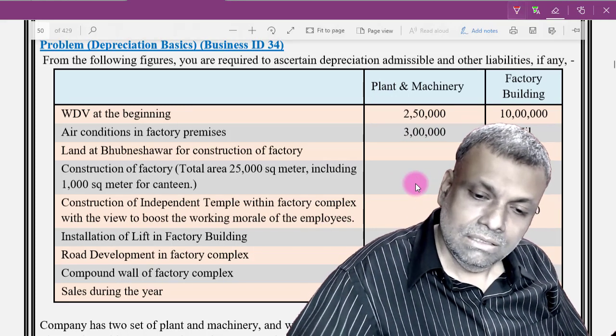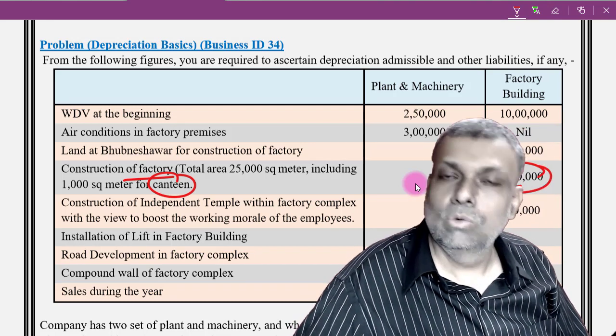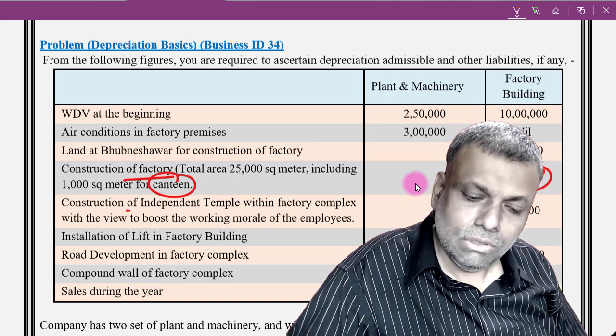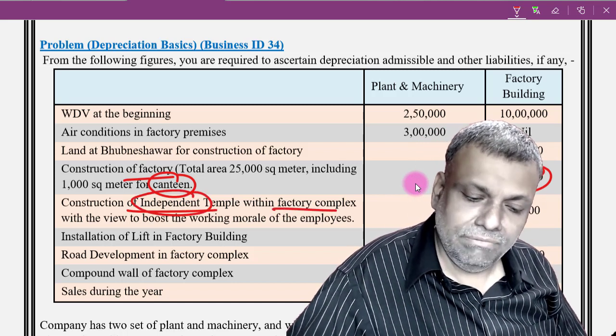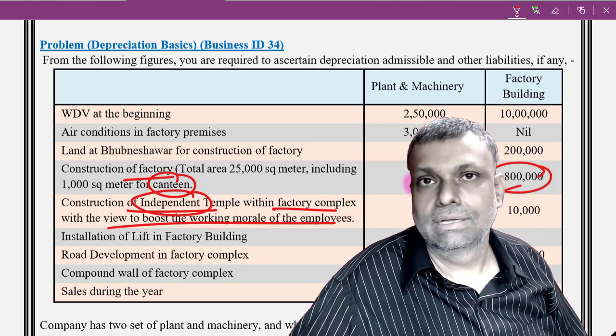So a canteen inside a factory building will be equal to a factory building. A treatment will be like that. Okay, then construction of an independent temple within a factory complex to boost the working morale of that particular employees.